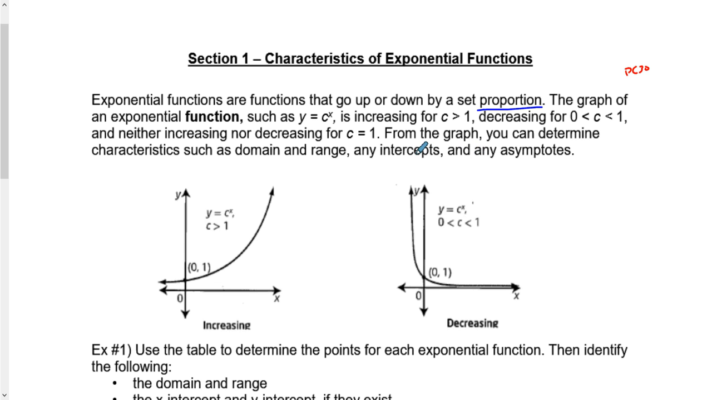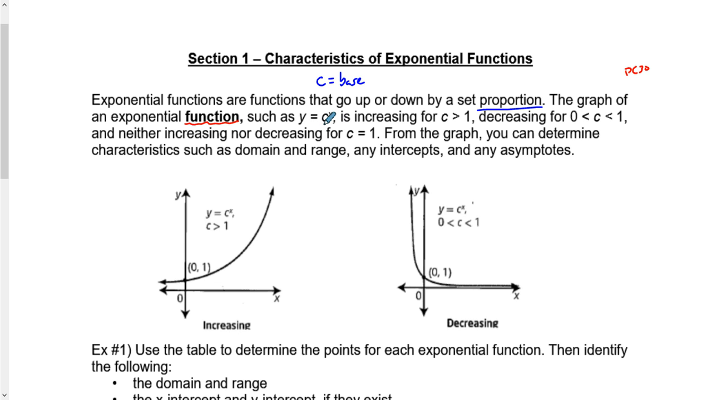The graph of an exponential function, that doesn't actually need to be capitalized. I'll fix that. Such as y equals c to the power of x is increasing when c is greater than 1. So c is known as the base. The textbook uses b as a base, but because some people do take pre-calc 30 and foundations 30, I stick with a base of c because the b indicates a different value. But no matter what, it's still dealing with the same thing.